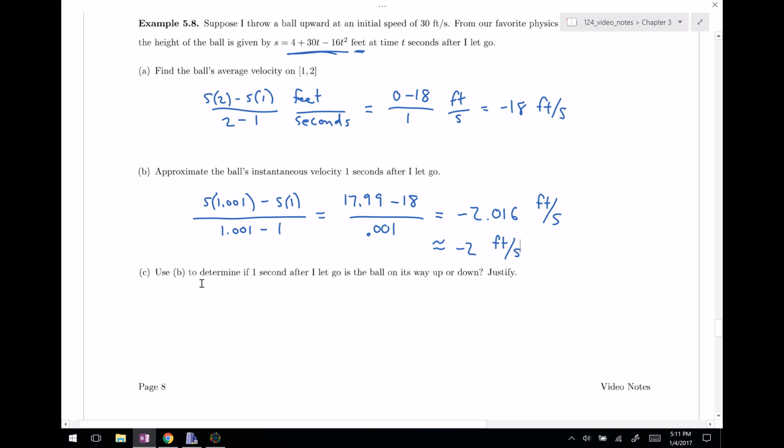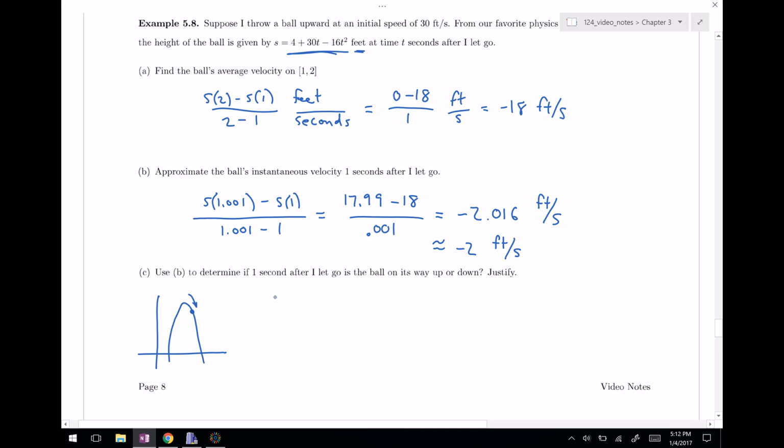So use B to determine if 1 second after I let go, is the ball on its way up or down. So if it has a negative velocity, I would say that it's on its way down, right? Because it's going to be going down some feet per second. It's not going to be on the rise, right? Because imagine a ball really quick. If I threw a ball up, it's going to go up for a while and then it's going to come down. So I think because it has a negative velocity, it's going to be on its way down, something like this.